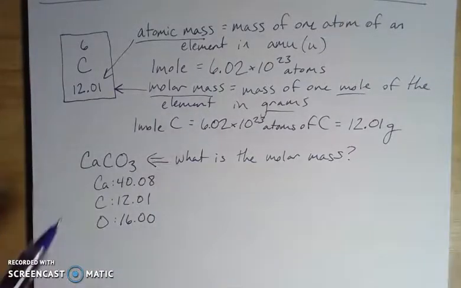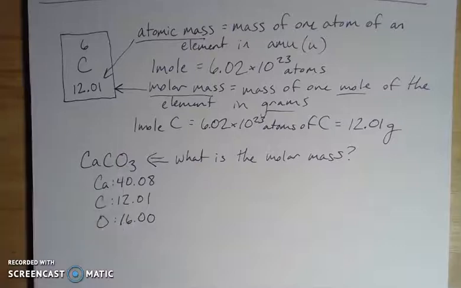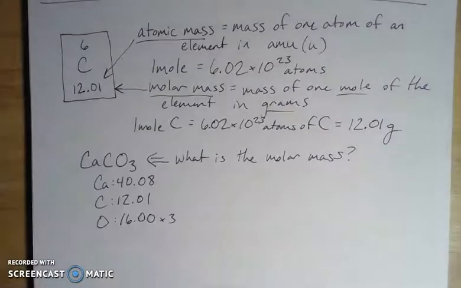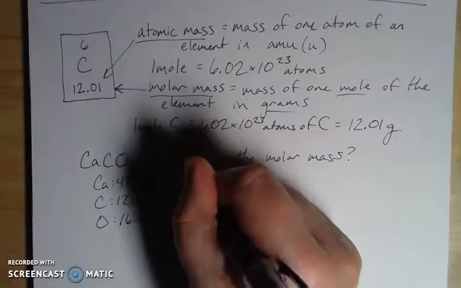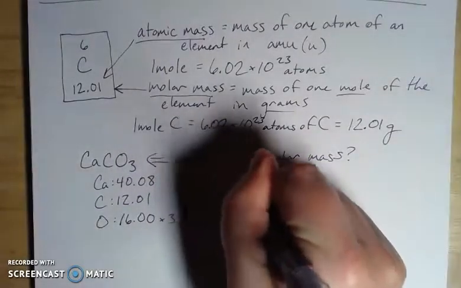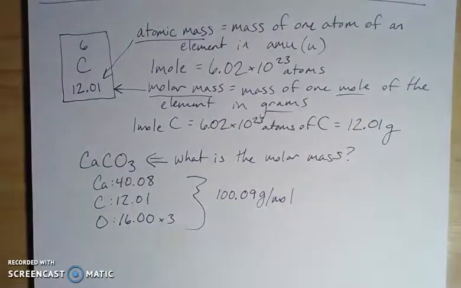Now calcium, I just have 1, right? The subscripts here tell me how many of each of them there are in this particular compound, so it's a 1:1:3 ratio. So that would be multiplied by 1, carbon by 1, my oxygen by 3. And when I add those 3 things together, take the sum, I end up with 100.09 grams per mole.